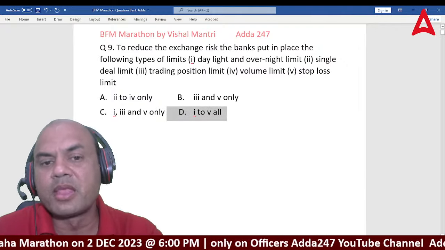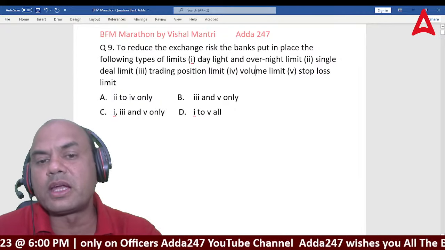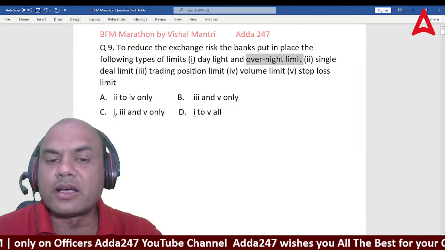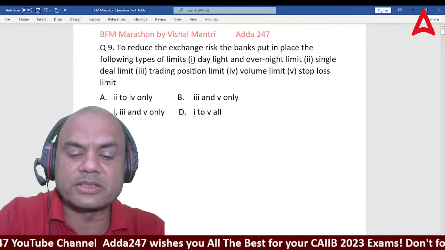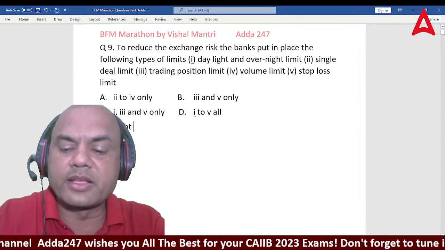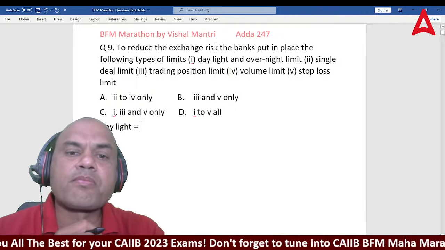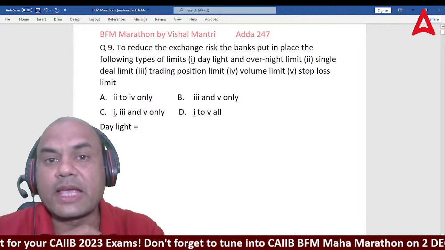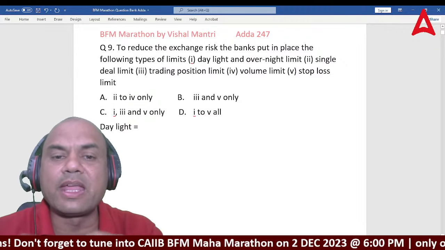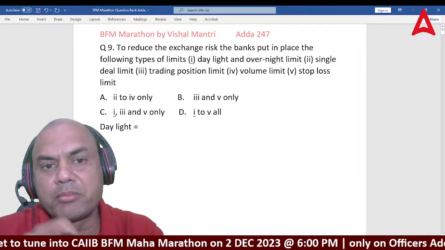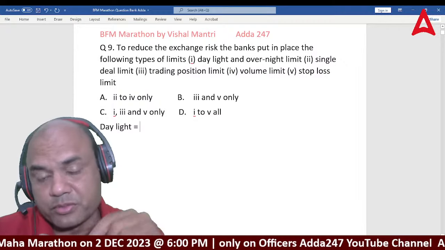Why? See here, what is the daylight limit? What is the overnight limit? The overnight limit's other name is EOD position. Remember this. Daylight is equal to the day position. For example, in our bank we have the cashier. The cashier does the whole job of taking and giving cash in a day, but this cashier also has a limit for the day.